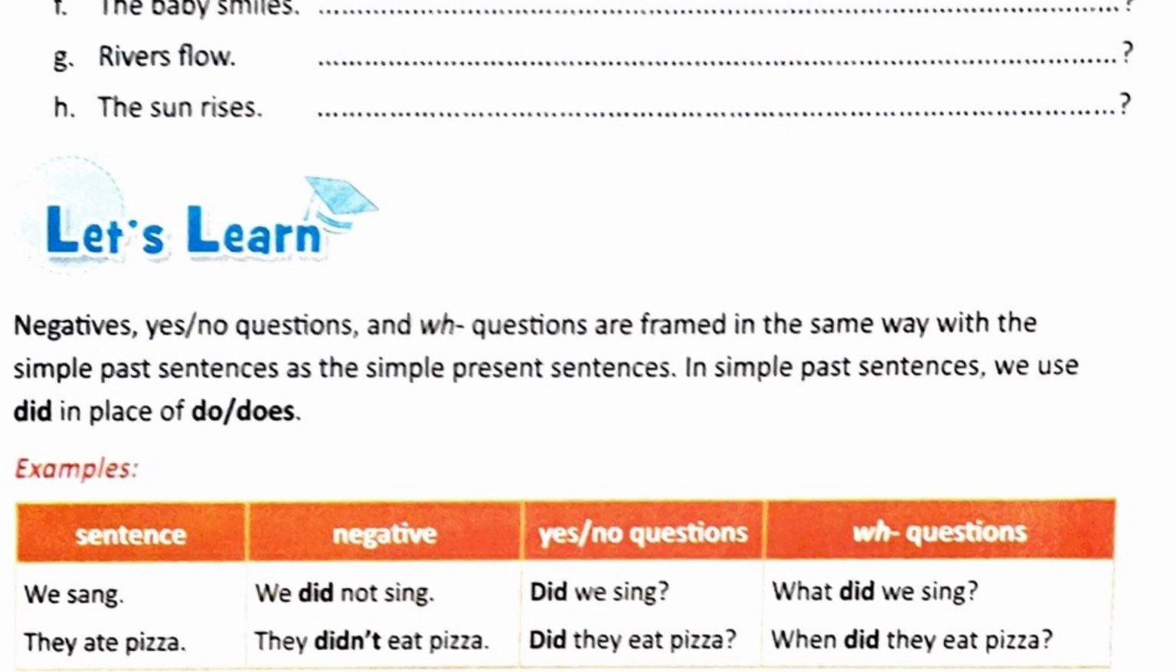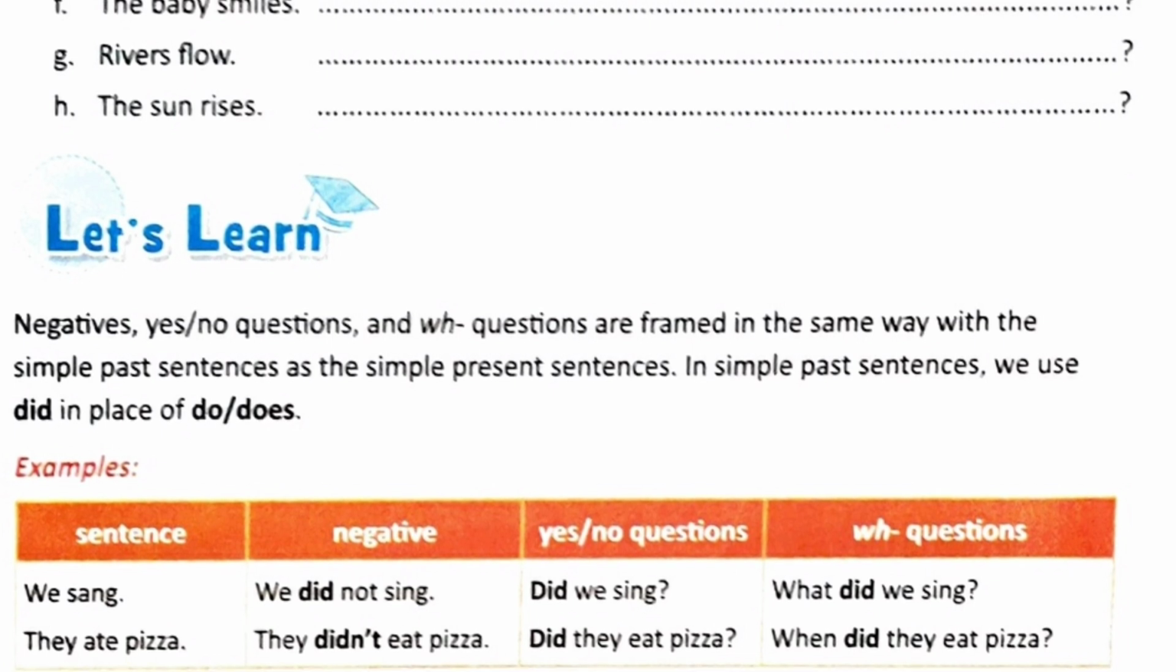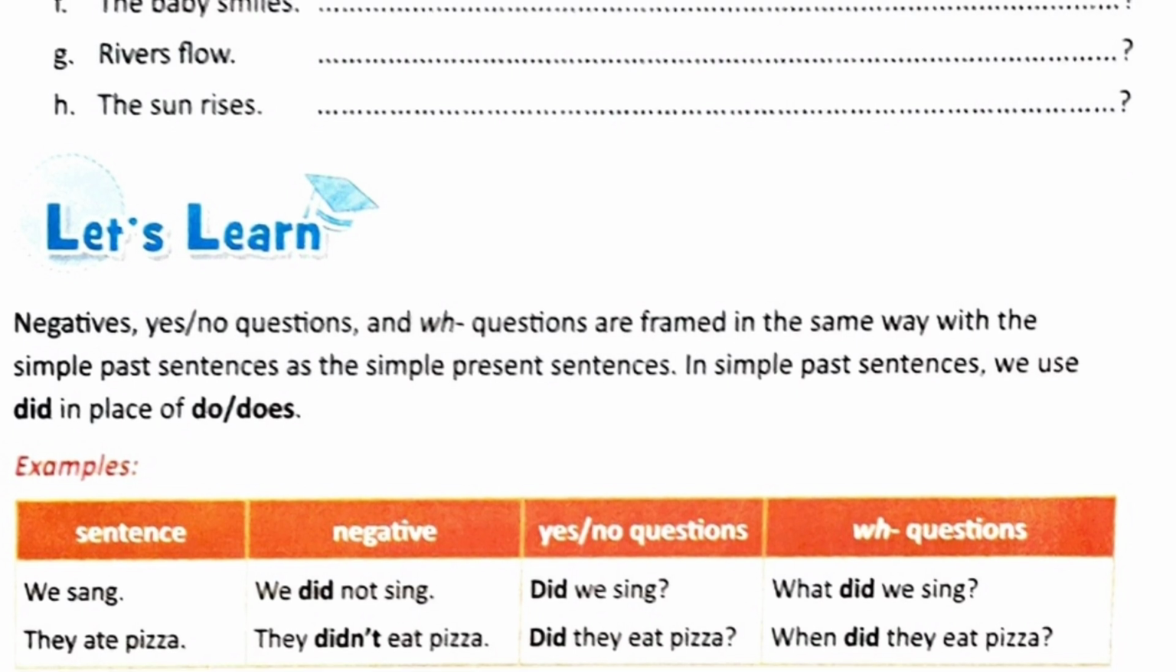Similarly, for framing a yes-no question, we put the verb "did" in the beginning and we write the sentence, that is, "Did we sing?" And for WH questions we put the WH word in the beginning followed by "did" and the sentence, so it becomes "What did we sing?"